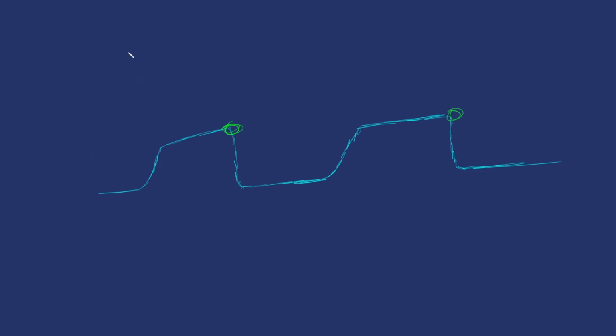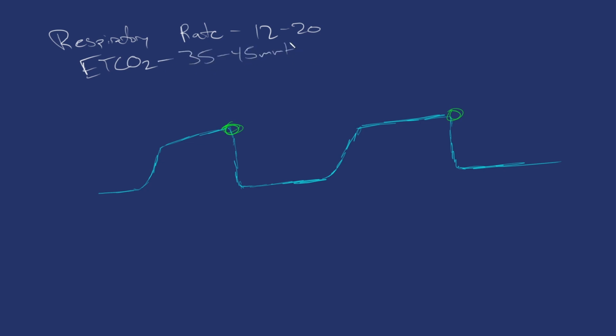So I'll write this down up here. So our normal respiratory rate is going to be that 12 to 20. And our EtCO2 is going to be 35 to 45 millimeters of mercury. So if we were to put a line here about that 35, 45 right here, is where that should lie in between, as long as we have a normal respiratory rate and nothing's really going on.